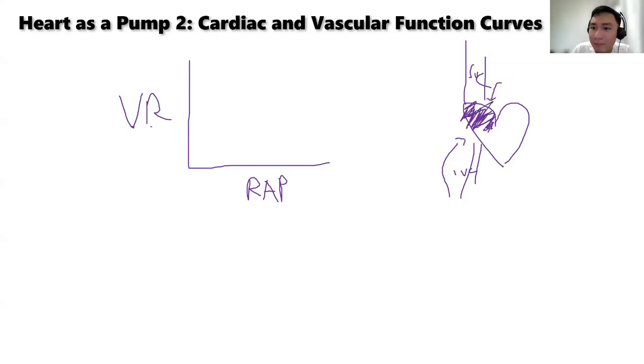Because your pressure here is so high, it will cause congestion. So it can't return anymore. You will have a decrease in venous return. So the higher your right atrial pressure, the more congested your right atrium is, the less your venous return would be. So it's an inverse relationship, which is why the graph slopes downward.